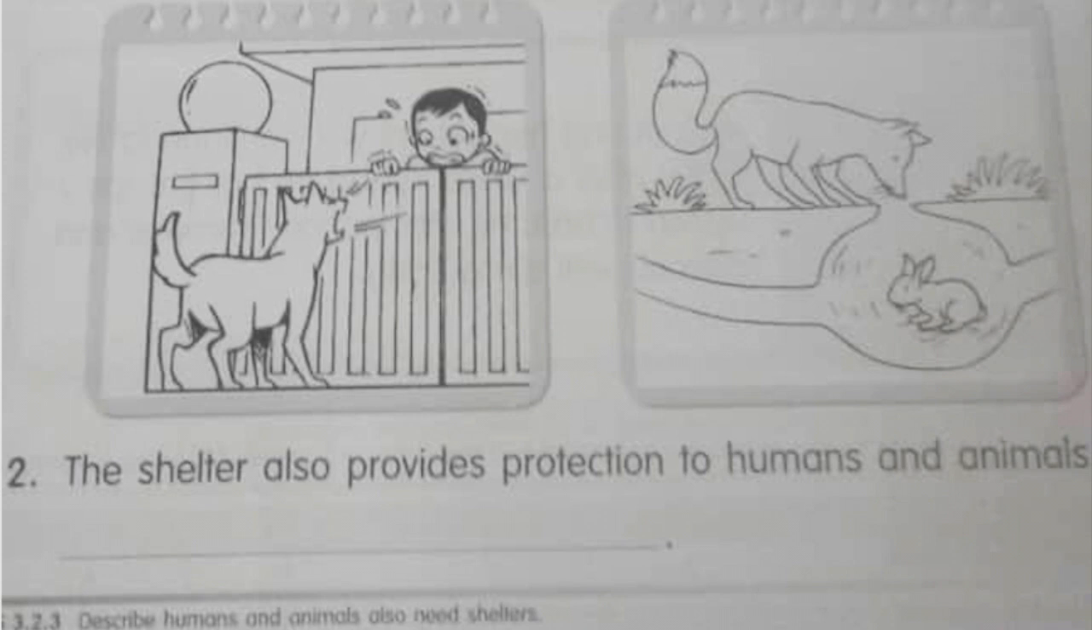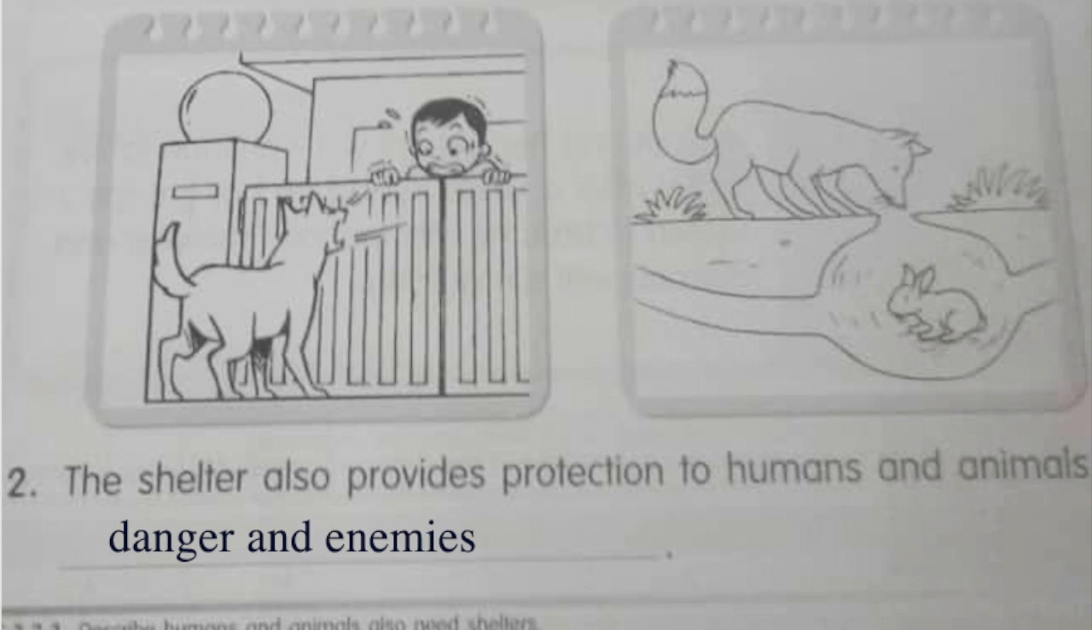Question 2. Does shelter also provide protections to humans and animals? In the pictures, we see a boy is trying to protect himself from an angry dog, and the rabbit is trying to hide himself from a frog. So we know that the shelter also provide protections to humans and animals from dangers and enemies.